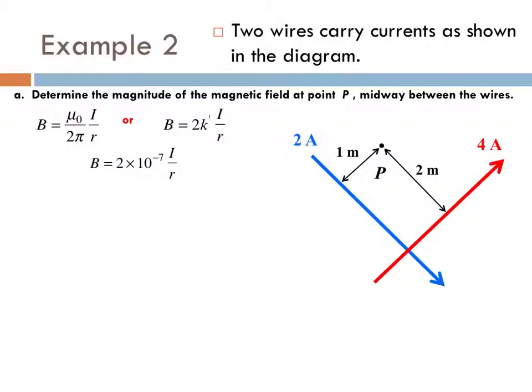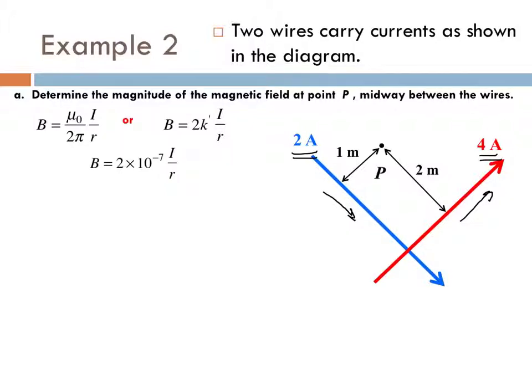Let's say that we had 2 wires instead of just 1. Now these 2 wires carry current as shown in the diagram. That means that one of these currents is going out in this direction and the other current is going out in the other direction. So because magnetic field is a vector, we simply have to solve for the magnetic field created by this current and the magnetic field created by this current at point P, and then add them together, depending on the direction. So let's do the first one.